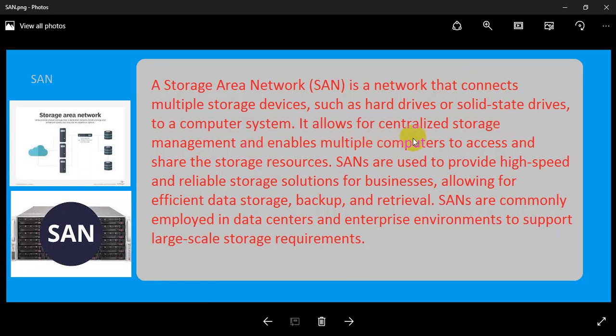It allows for centralized storage management and enables multiple computers to access and share the storage resources. SANs are used to provide high speed and reliable storage solutions for businesses, allowing for efficient data storage, backup, and retrieval. SANs are commonly employed in data centers and enterprise environments to support large scale storage requirements.